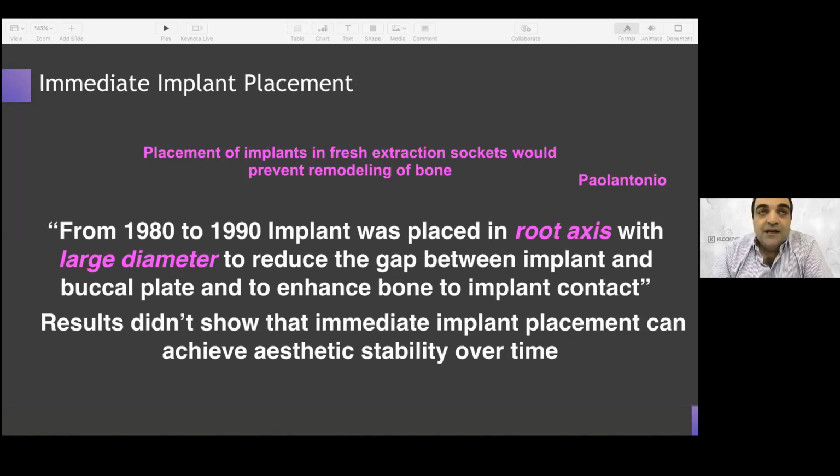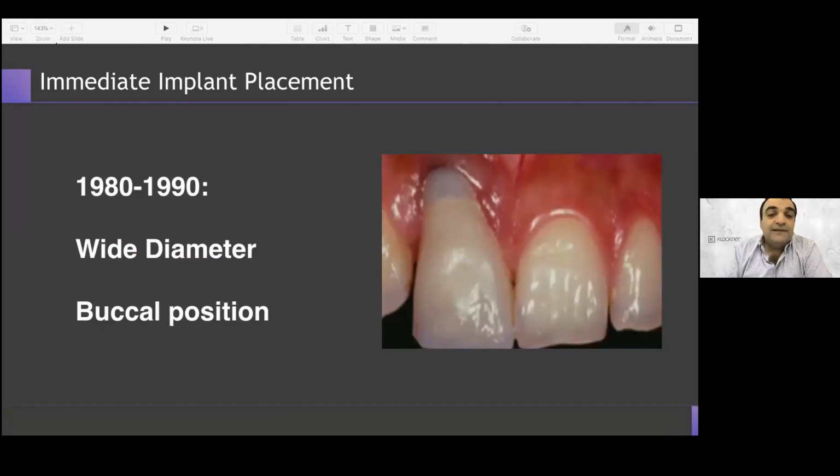wrong because Araujo also showed us that placing an implant immediately after the extraction will not prevent the 2 millimeter loss of the buccal bone. So this is why we had a lot of complications when we were using wide diameter implants and placing them in the buccal position. We had a lot of bone resorption. We had a lot of soft tissue recession. So this is why we had to stop this technique.